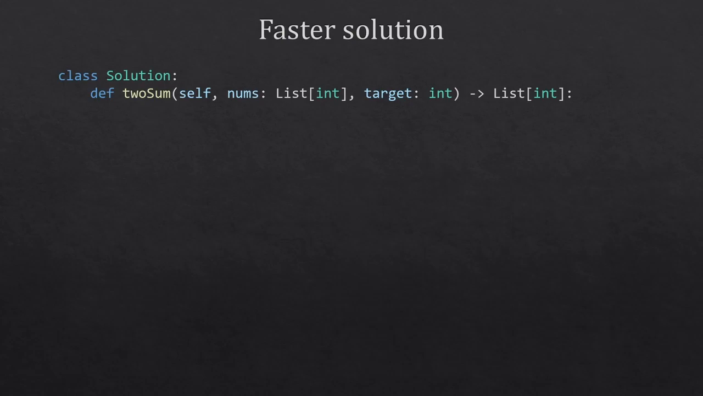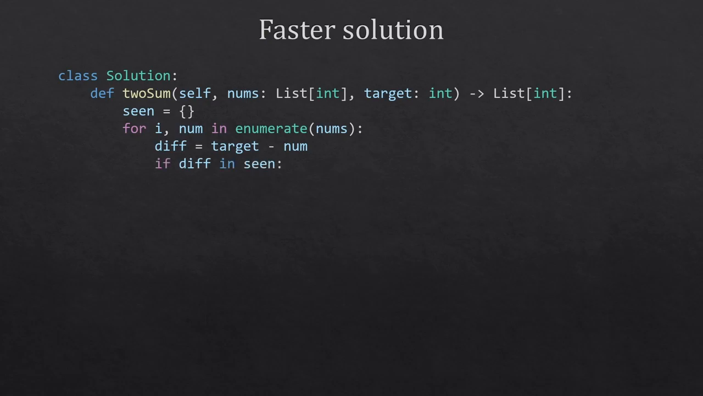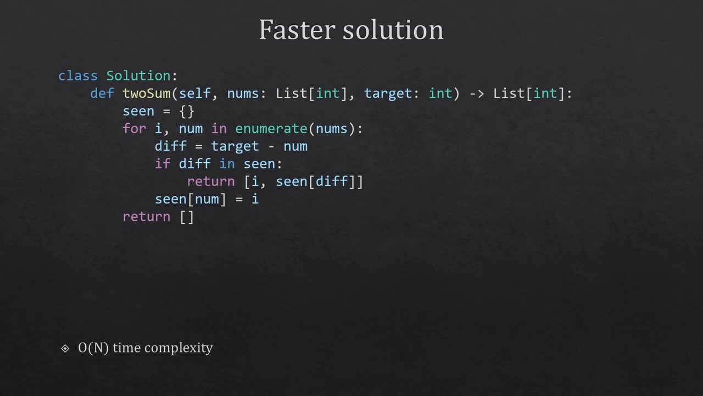We start our implementation by defining a dictionary that we will call seen. Next, we iterate over nums list. We calculate the difference between target value and current num item. We check if we have this difference in our seen dictionary, and if we do, we return the current index and index of the difference value. If we don't see the difference number in our dictionary, we add num and current index to the seen dictionary. If no solution was found, we return empty list. This solution is a lot faster than the previous solution, and it's linear time complexity.